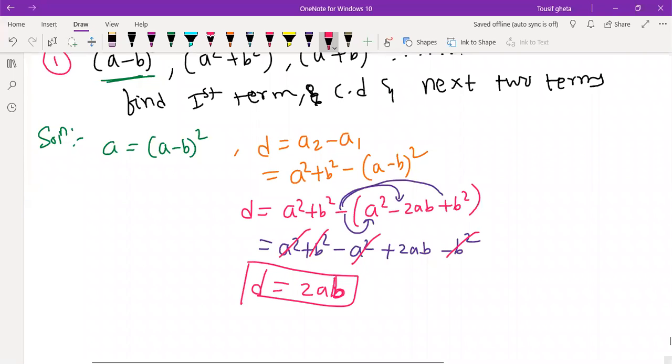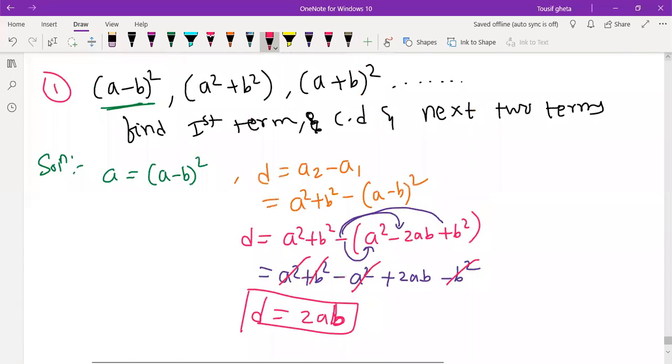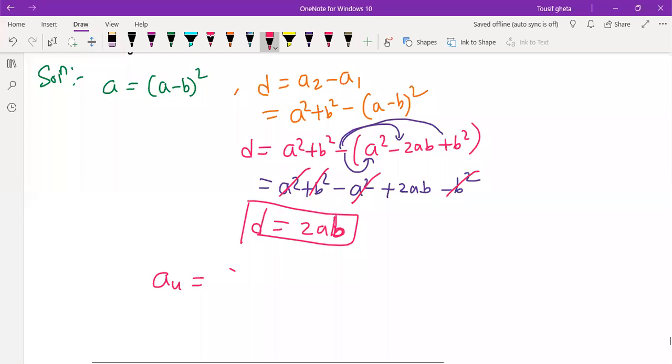Now we need to find out the next terms. So how many terms were given, boys and girls? I think 3 terms were given, and the last term was (a plus b) whole square. So we should find the fourth term. The previous term was (a plus b) whole square, and d will be added to this.